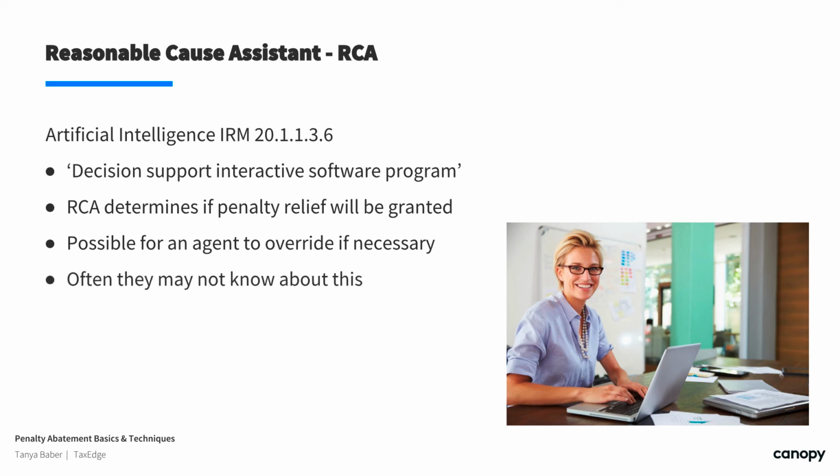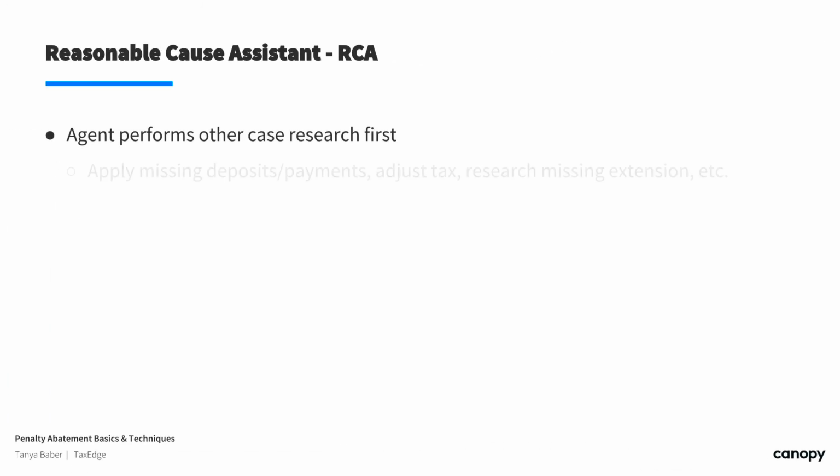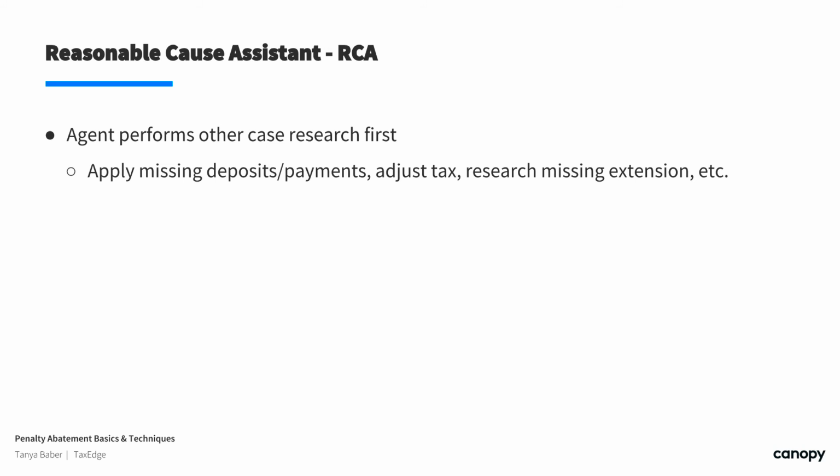What the software will do is instruct the agent to perform other case research first, like, is there any obvious deposits or payments that need to be applied? Maybe research if there's a missing extension, and do some things to try to take care of it before running through the software. But if it's 3 particular kinds of penalties, and we'll talk about why these matter next, if it's failure to file, failure to pay, or failure to deposit, the RCA is going to look for something special first. It's going to see if they're maybe eligible for a first-time abatement. But it's going to look at reasonable cause, all these things that we're going to talk about some strategy on in a moment, but they have to run it through the software.